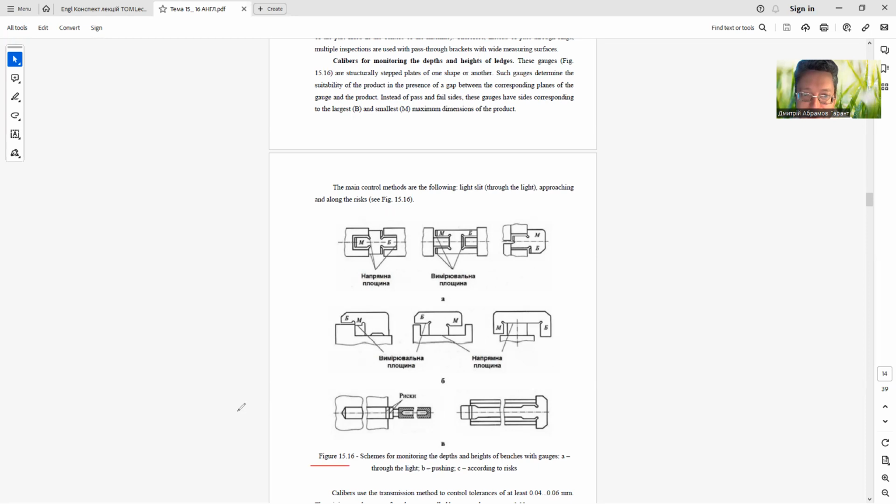The main control methods are the following: light slit, approaching and along the risks.